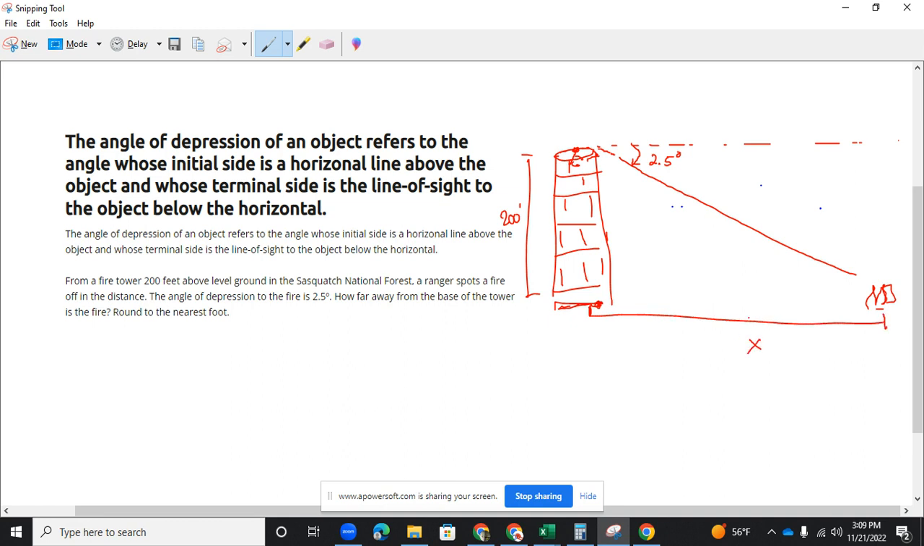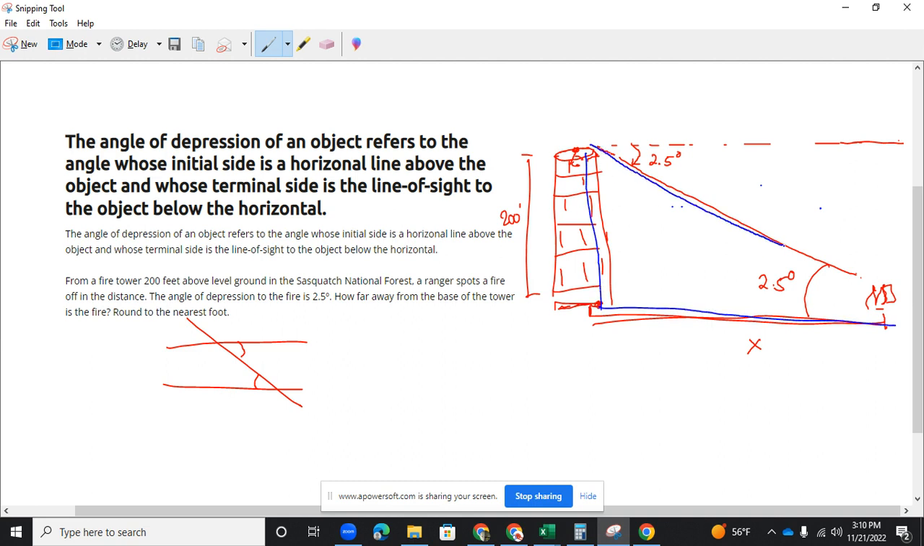What is that distance? If this is your angle of depression, in geometry you have alternate interior angles: if you have parallel lines and a transversal, this angle is equal to that one. That's the same concept here, because this is a horizontal line and this is level ground, so they're both horizontal, therefore parallel. The line of sight becomes your transversal, so this angle right here is also 2.5 degrees. Now, just concentrating on this, let's take this triangle from the tower, the ground, and the line of sight.